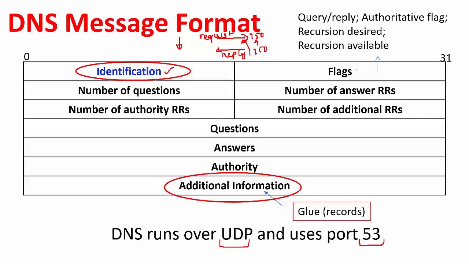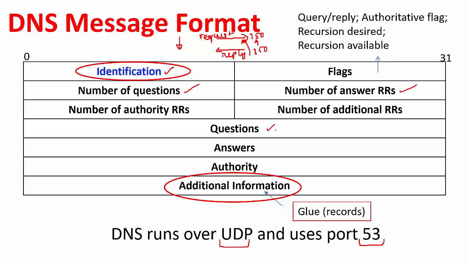Flags tell whether it is a query, whether it is a reply, and so on. You may be asking many questions within this DNS. So how many questions are you asking? And in the reply, how many answers are you providing? So in other words, the same message format is used both for request as well as reply. That is why you have these different fields. I won't get into many other details.